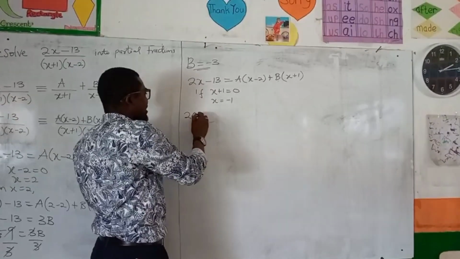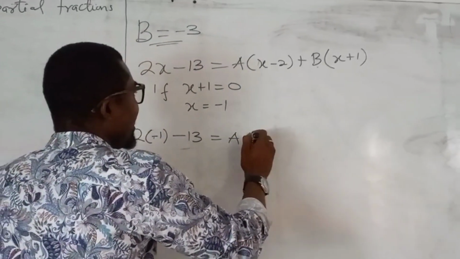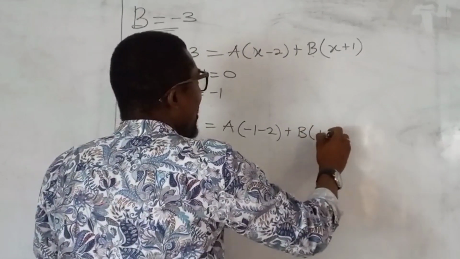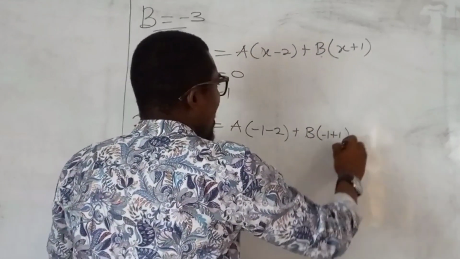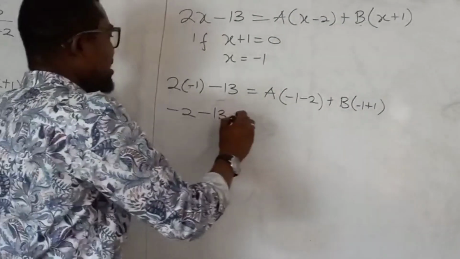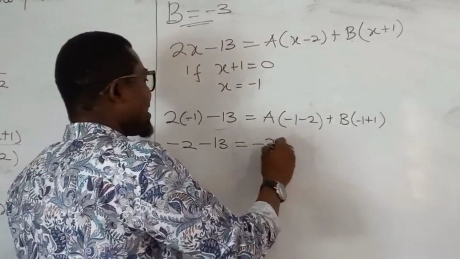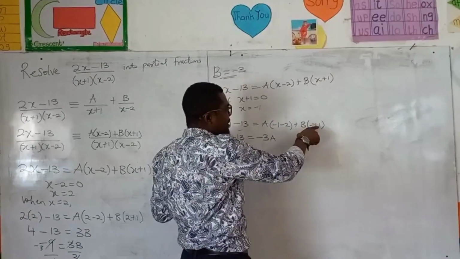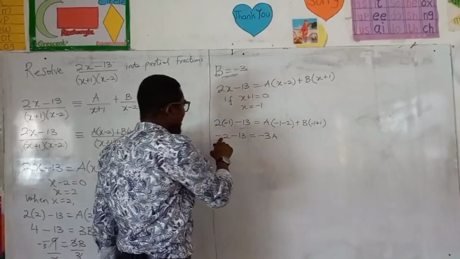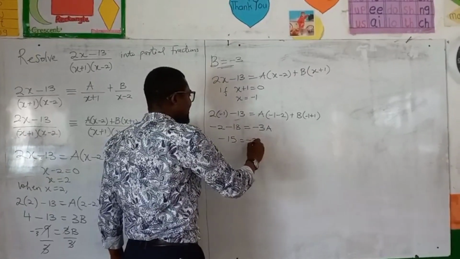2 into bracket negative 1, minus 13 is equal to a into bracket negative 1 minus 2 plus b into bracket negative 1 plus 1. Alright, 2 times negative 1 will give me negative 2 minus 13, and that's equal to negative 1 minus 2, which gives me negative 3 times a, and that is negative 3a. Negative 1 plus 1 will give me 0, multiplying b, that eliminates b. So now, negative 2 minus 13 will give me negative 15, and that's equal to negative 3a.